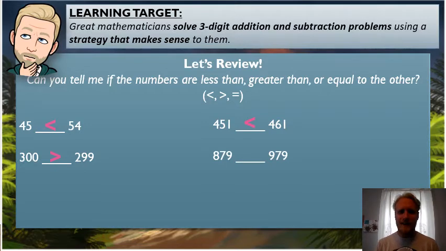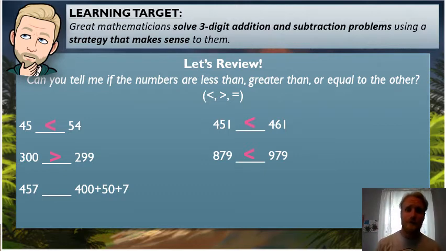All right, 879 is blank than 979. Yeah, it is less than 979. Again, looking at the hundreds place, 800 is less than 900. Okay, let's make it a bit trickier now. 457 is blank than 400 plus 50 plus 7.